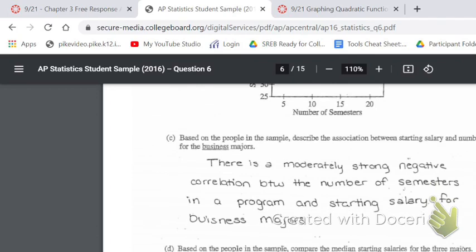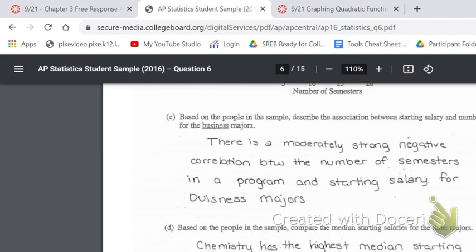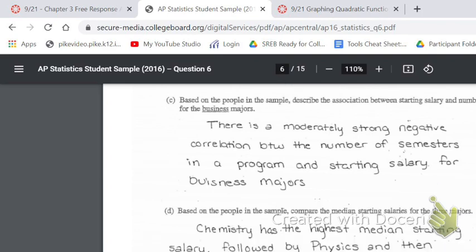There's a moderately strong negative correlation between number of semesters in a program and starting salary for business majors. Chemistry has the highest mean starting salary, followed by physics and then business. They were actually scored essentially correct on this. As a reader I would have said, well, you didn't give me reasonable estimates, but it didn't actually say that. It said compare the medians. They did compare those medians there.